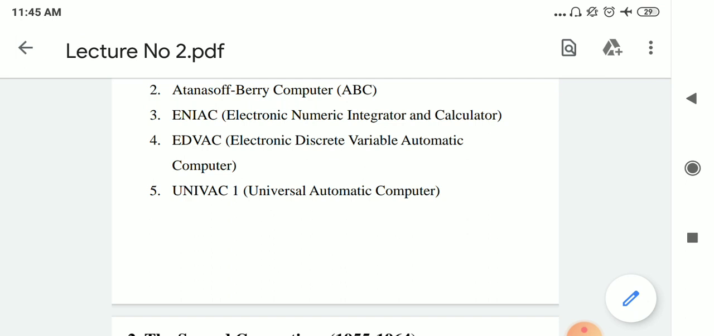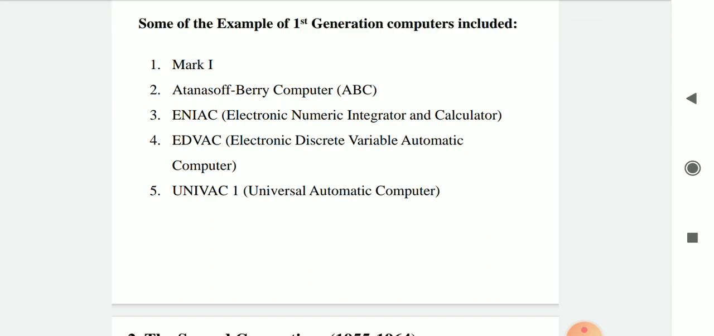It was built using 18,000 vacuum tubes, 17 resistors, and 1,050 relays. It used 160 kilowatts of electric power. This computer computed at a speed about 1,000 times faster than Mark I. However, it could store and manipulate only a limited amount of data, and program modification and error detection were difficult.